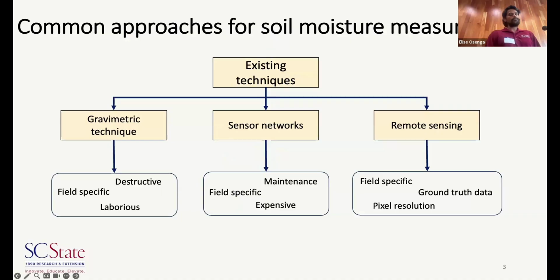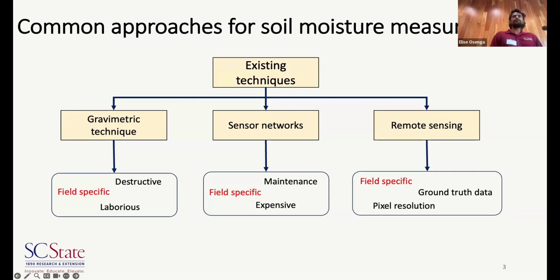So common approaches for soil moisture measurement. The existing techniques we have are gravimetric technique, where we walk across the field, collect soil samples, go back to the lab, measure soil moisture, or we establish a soil moisture sensor network, and we get continuous long-term data. And then we have remote sensing, where we use satellite products or drone images to model our soil moisture. So I would like to highlight a word which is common in all these techniques, that is field specific.